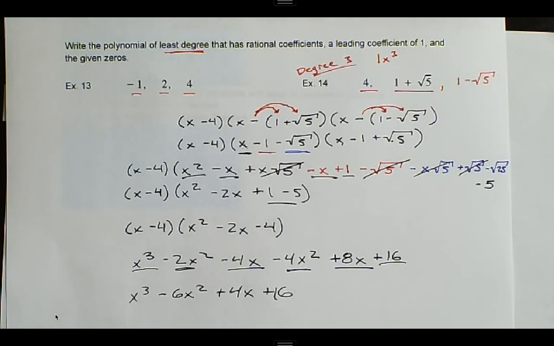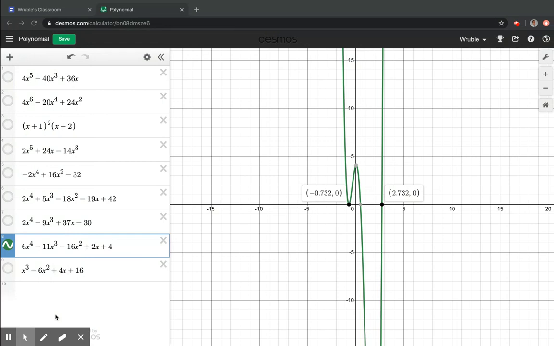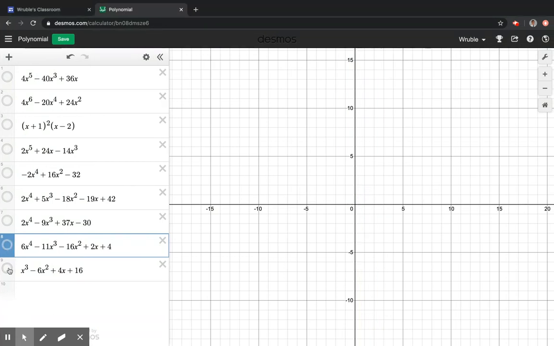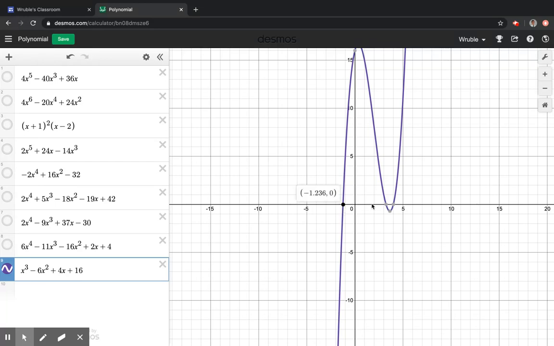And we can take a look at the graph. I'll turn off the one from previous, so we can look at this graph, and we can see that we have our zeros. This one, negative 1.236, that is 1 minus the square root of 5. And 3.236, that is 1 plus the square root of 5. And then we have our zero of 4, which we were given in the original problem.